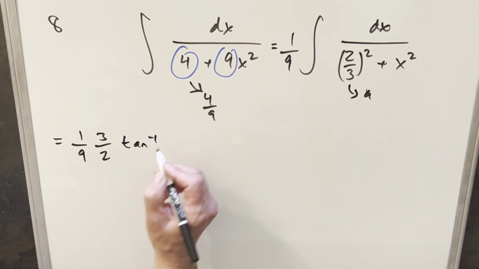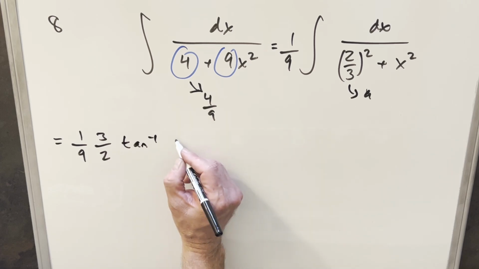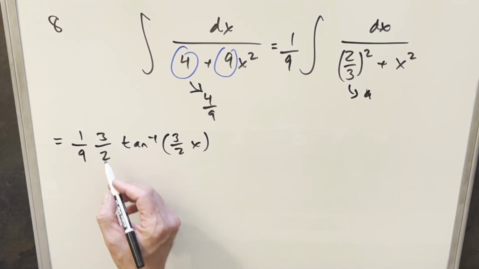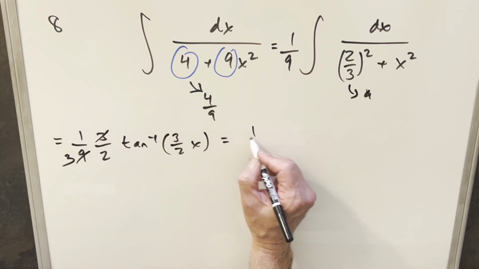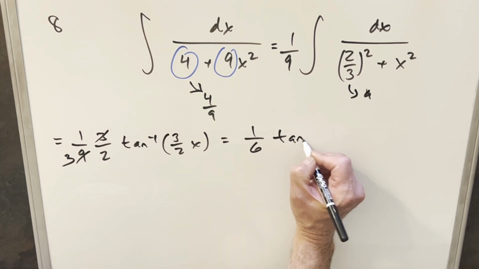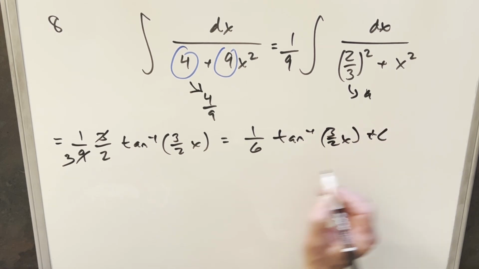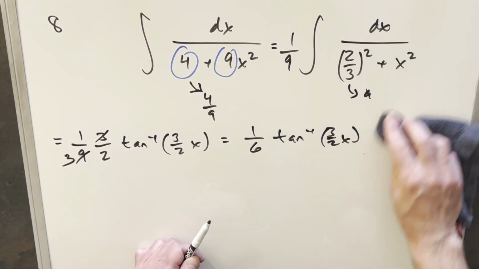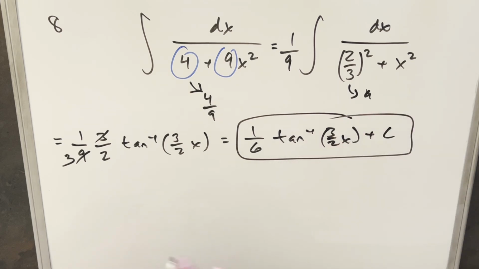Then arctan, do the same thing, flip the a again with the x. And so we're going to end up here. This is going to become 3/2 x. But then to simplify it, we can cancel 3 and 9 here. Multiply it together, we get a solution 1/6 arctan 3/2 x plus c. I need it to look better than that, come on. Okay, put a plus c on there, and there we go.